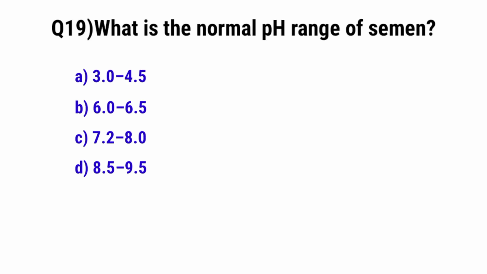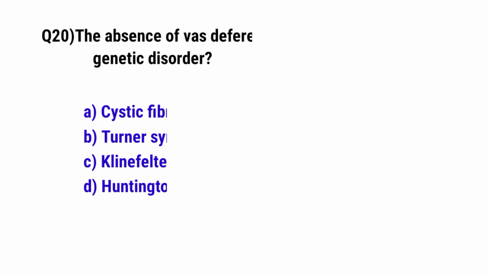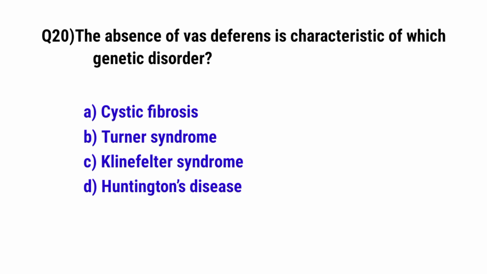Question number 19. What is the normal pH range of semen? The correct option is C. 7.2 to 8. Question number 20. The absence of the vas deferens is a characteristic of which genetic disorder? The correct option is A, cystic fibrosis.